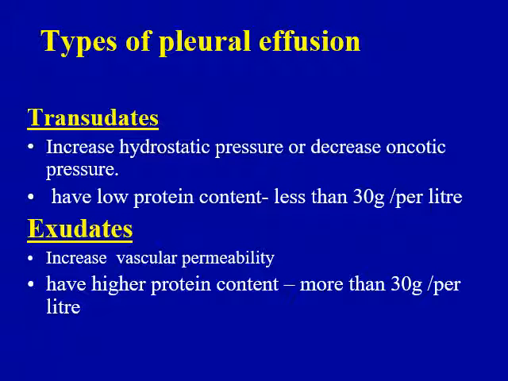There are two types of pleural effusion called transudate and exudate. Transudate means it has low protein content, less than 30 grams per liter, and means there is an increase in the hydrostatic pressure or decreased oncotic pressure. The exudate contains high protein content, more than 30 grams per liter, and mainly it is due to the increased vascular permeability. And it means there is infiltration of the pleura by infection, inflammation, and malignancy.